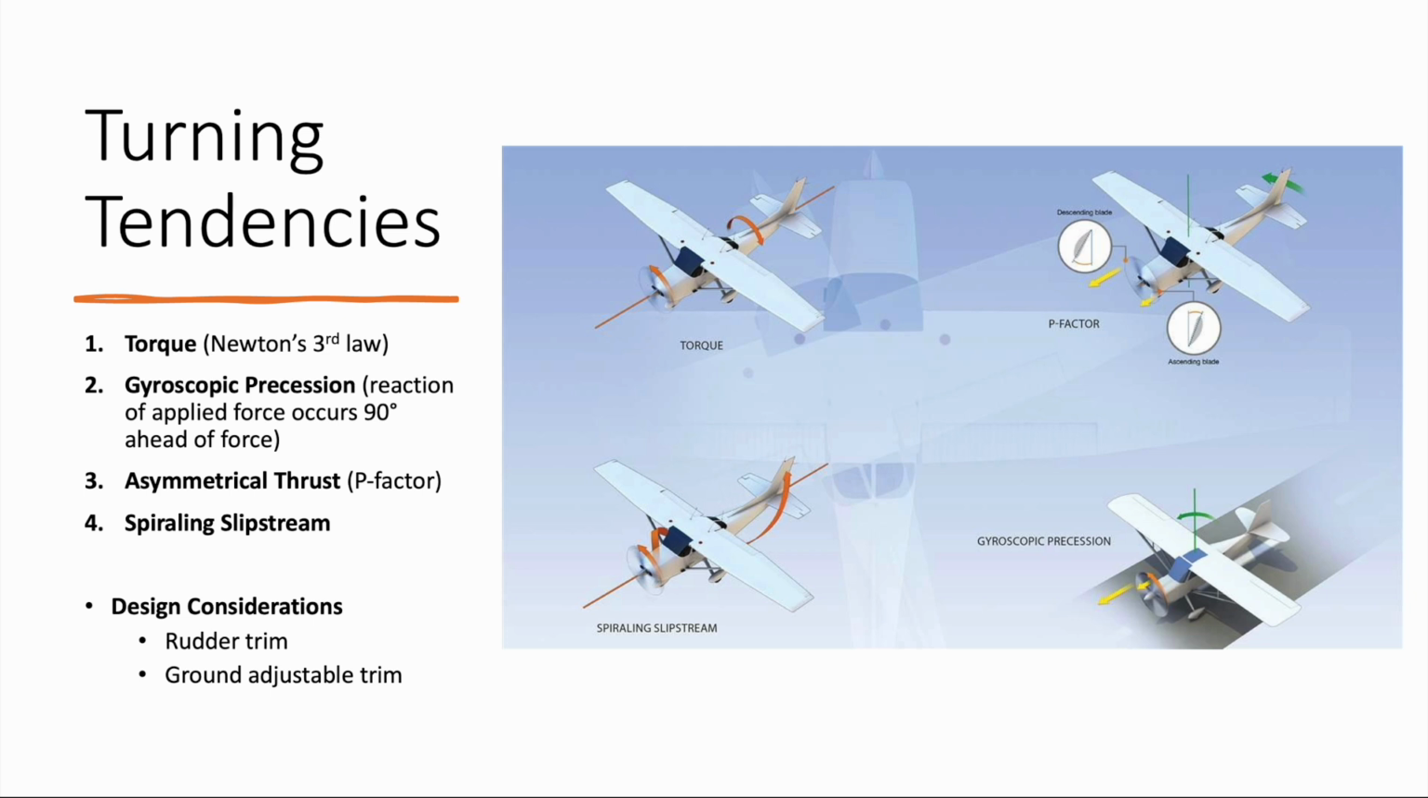Next is P factor. Your propeller has an angle of attack, like we talked about before. As it's rotating in a clockwise direction, particularly in a climb, the descending side of the blade creates a higher angle of attack and produces more thrust than the ascending side, or side going up. So as this side goes down, it takes a bigger bite of air, produces more thrust, and causes the plane to yaw to the left.